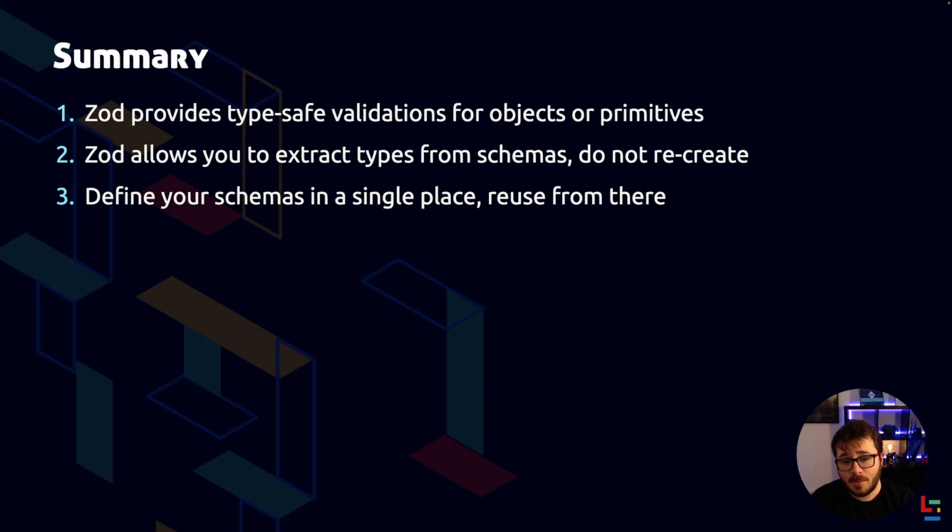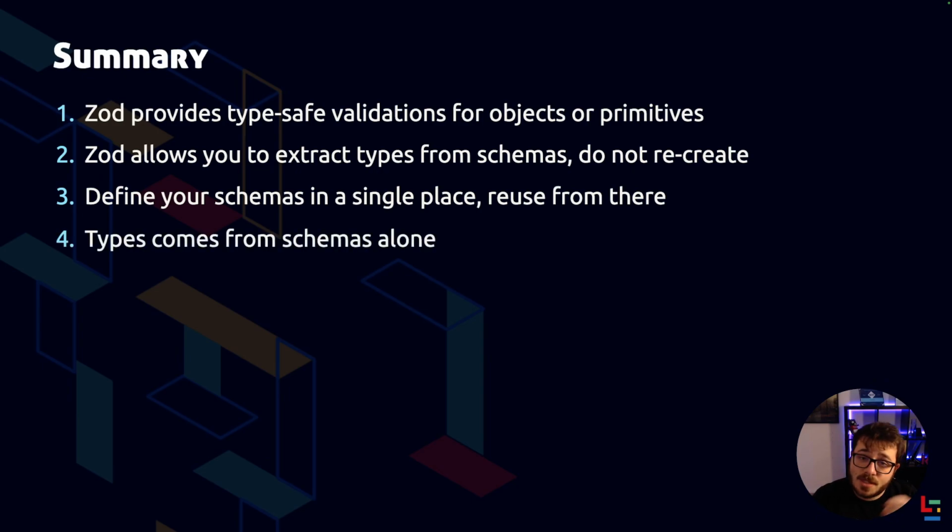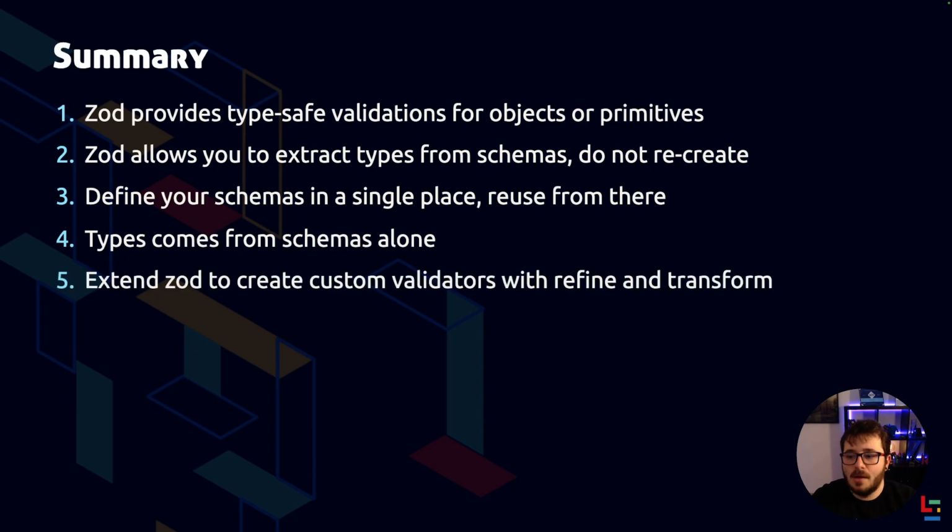Define your schemas in a single place, reuse them from there. Do not repeat yourself. Always remember, if you have to recreate, it's wrong. Try to extend or try to reference everything, right? Types come from schemas alone. You don't have to define your types and then your schemas. You have to define your schemas, and those schemas are going to produce types, not the other way around.